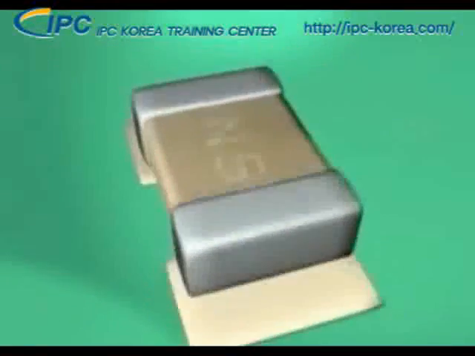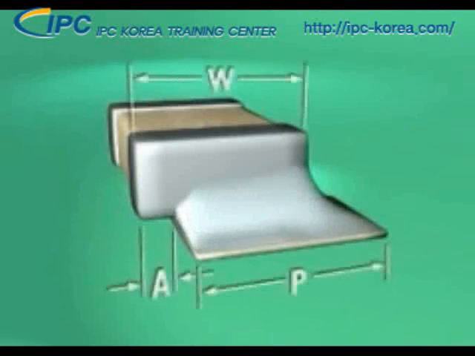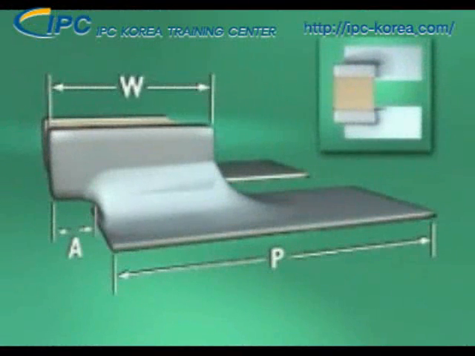Chip components may overhang the side of the land a maximum of 1/4 of the width of the component termination, or 25% of the width of the land, whichever is less. For example, if the width of the component termination is less than the width of the land, then we'll have to use 1/4 the width of the termination as our maximum guide.